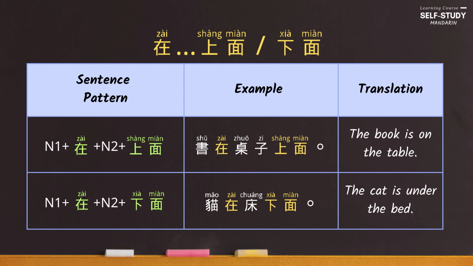N1 plus 在 plus N2 plus 上面. 书在桌子上面. The book is on the table. N1 plus 在 plus N2 下面. 猫在床下面. The cat is under the bed.